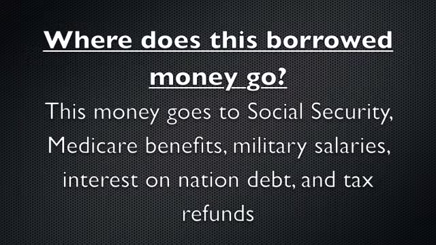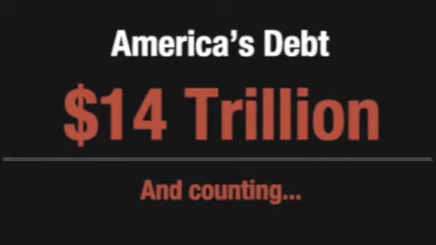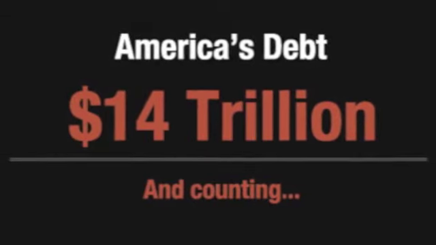Where does this borrowed money go? This money goes to Social Security, Medicare benefits, military salaries, interest on national debt, and tax refunds. Currently, America's debt stands at $14 trillion, and as the picture indicates, is increasing every day.